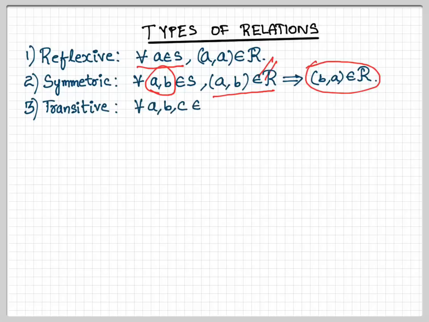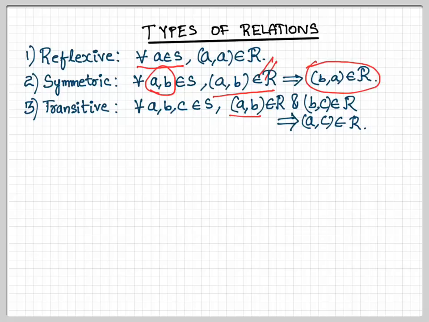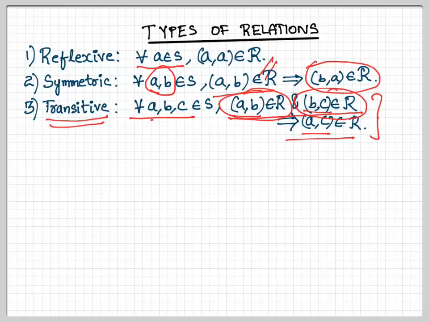And next comes the transitive relation, which says for any 3 elements A, B, C in S, whenever (A, B) is in R and (B, C) is in R, it should imply that (A, C) is in R. Even if once this doesn't happen, then it is not called transitive. Transitive means for every possible 3 elements, whenever this happens, this must happen. So please note, for any 3 elements, this might happen and that may not happen.